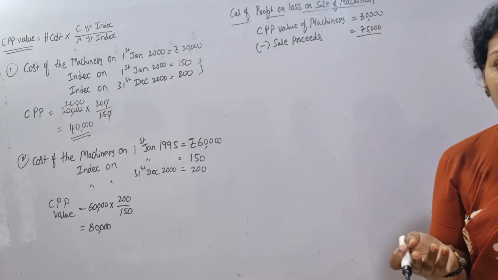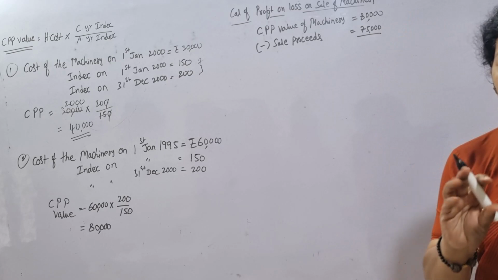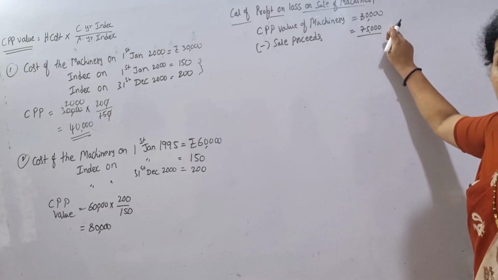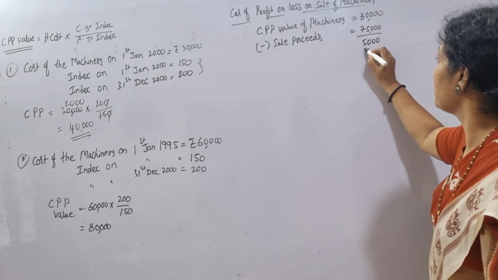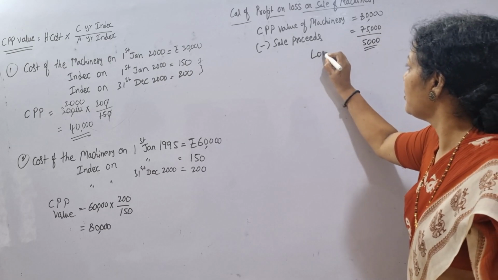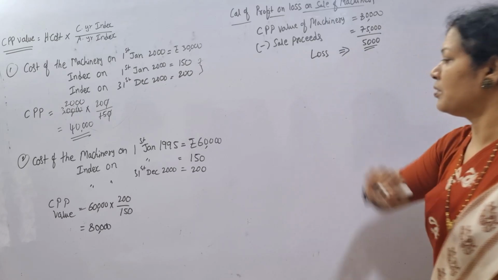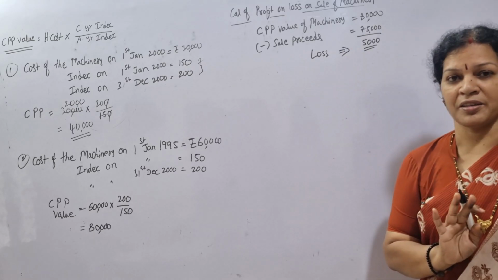Means there is a loss. How much is the loss? 80,000 minus 75,000 comes to 5,000. This is the loss. That's all, this is what they are asking.